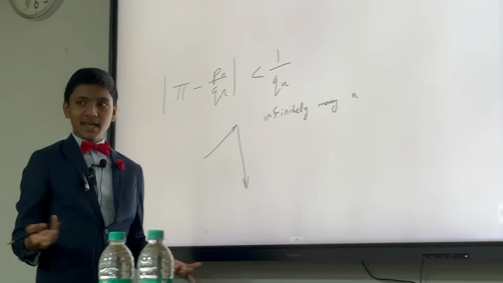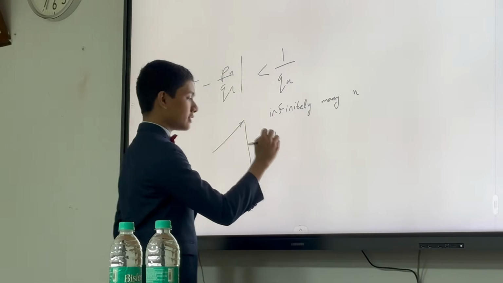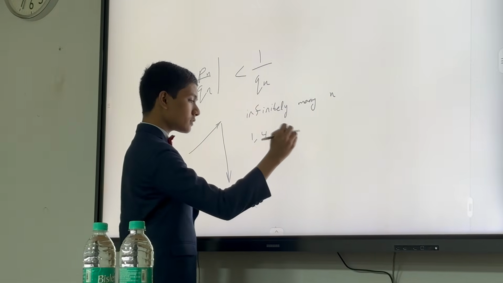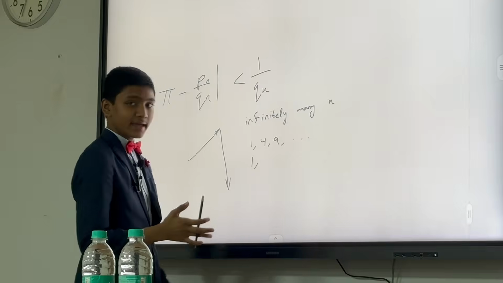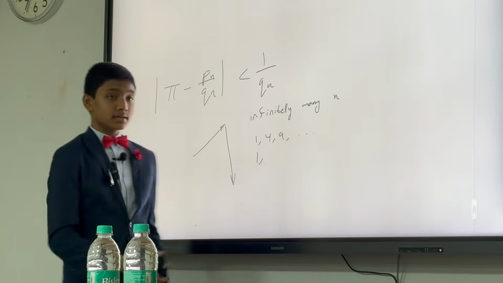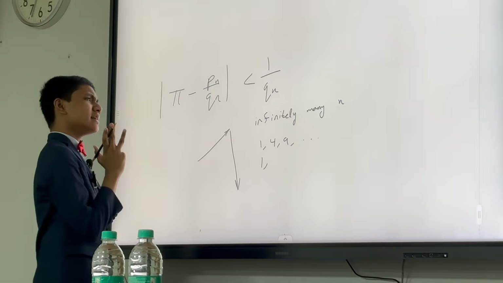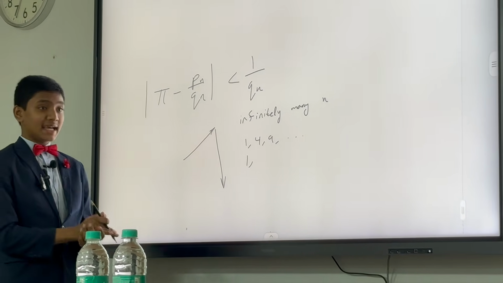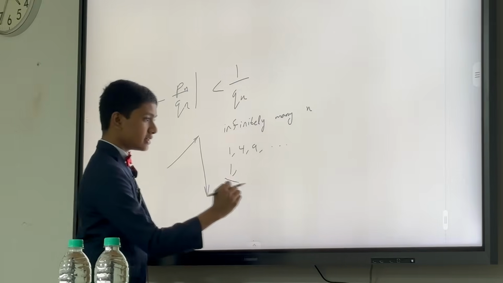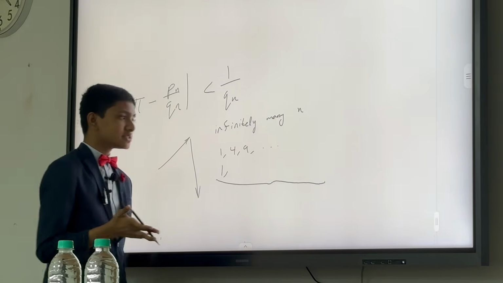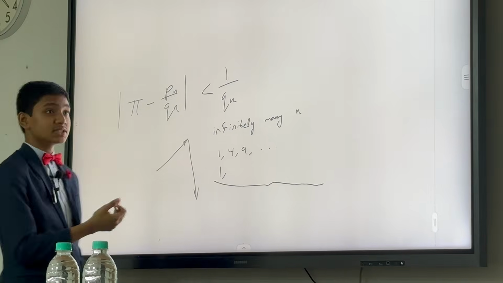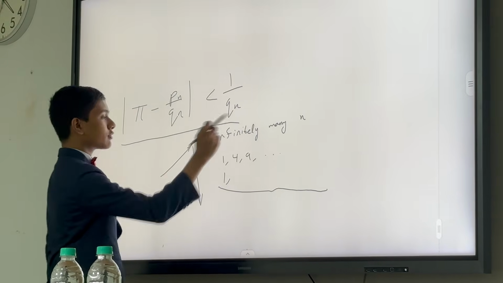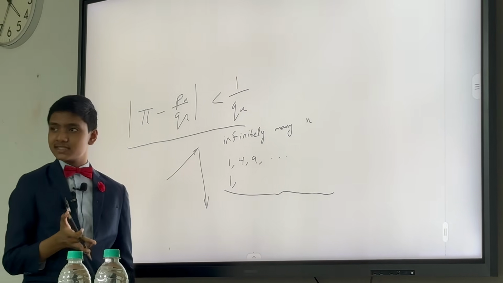Now, infinitely many n can mean pretty much anything. It could mean the squares. It could mean any sequence of infinite numbers. It could be as dense as you want, or it could be as light as you want. All that matters is that it happens infinitely many times. So this inequality is satisfied for infinitely many rational approximations.